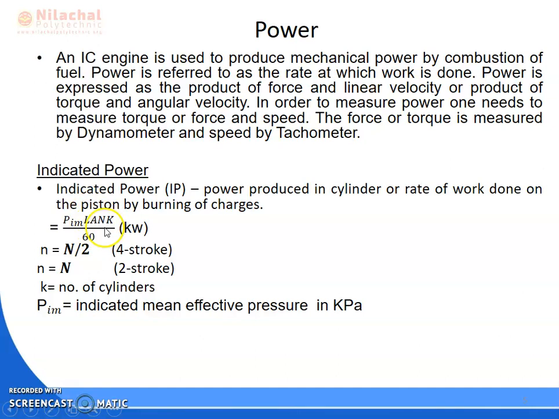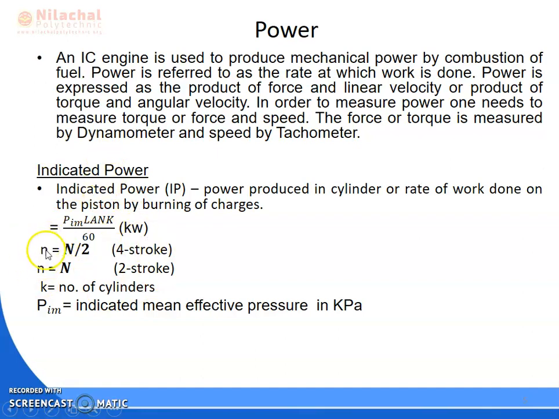Swept volume into n into K, where small n is the number of working strokes per minute and K is the number of cylinders, divided by 60, gives us power. We know that power is equal to force into displacement. In terms of pressure, that is P_m, the mean effective pressure, into pi by 4 D square, the area of the piston, into L, that is the swept volume, into the number of working strokes small n, into K, the number of cylinders, divided by 60. It should be in kilowatt, because if the mean effective pressure is in kilopascal, then you get the power in kilowatt.